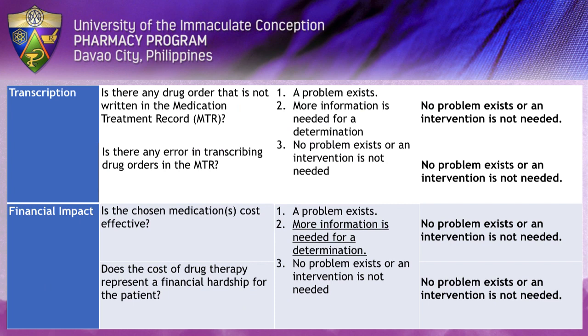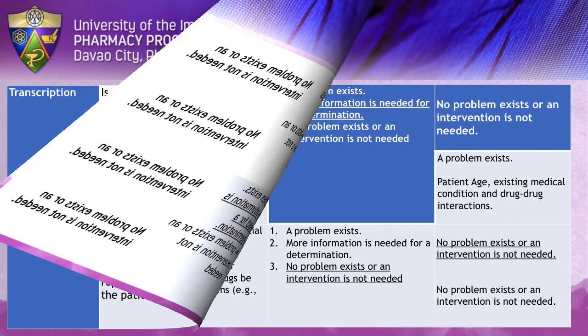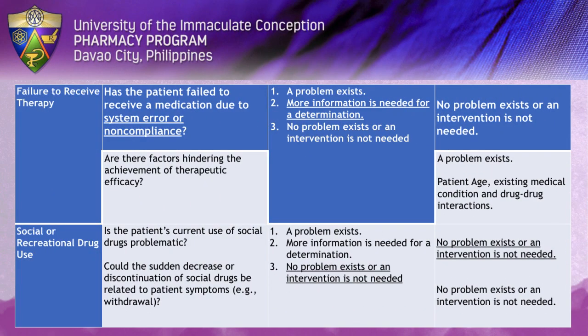In transcription and financial impact, no problem exists or an intervention is not needed. Failure to receive therapy. Has the patient failed to receive a medication due to system error or non-compliance? No problem exists or an intervention is not needed. Are there factors hindering the achievement of therapeutic efficacy? A problem exists. Patient age, existing medical condition, and drug-drug interactions. Social or recreational drug use, no problem exists or an intervention is not needed.